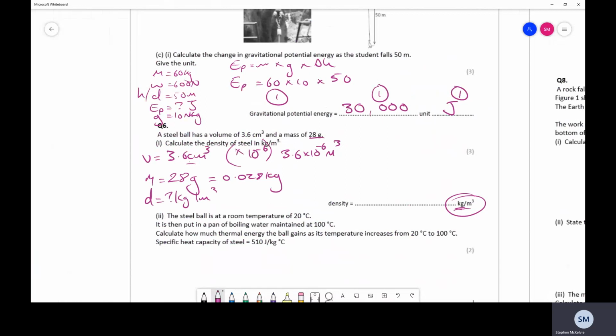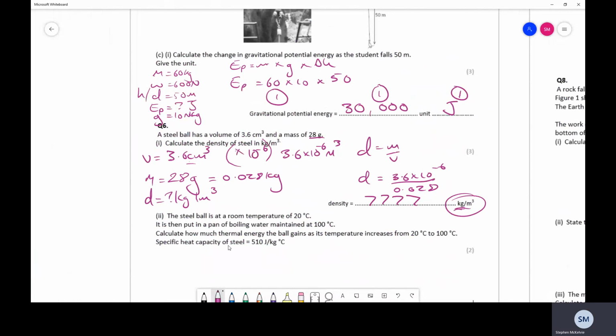And I'm going to put them into my equation to find my density in kilograms per meter cubed. Density is equal to mass divided by volume, meaning that my density is equal to 0.028 divided by 3.6 times 10 to the minus 6, giving me my density equal to 7777. That can't be right. 777. Yeah, okay. 777. Lots of sevens. I'm going to leave that as just 777 kilograms per meter cubed.